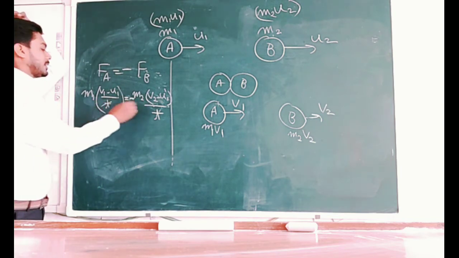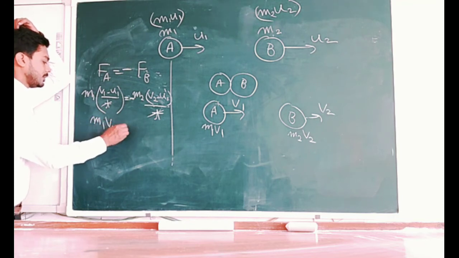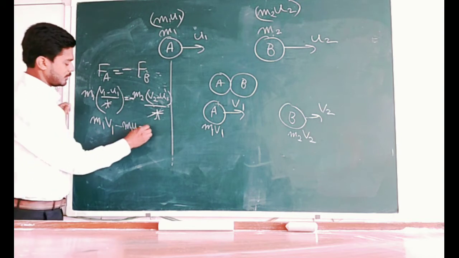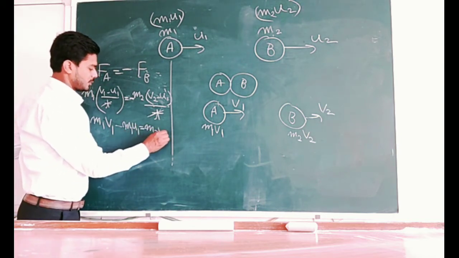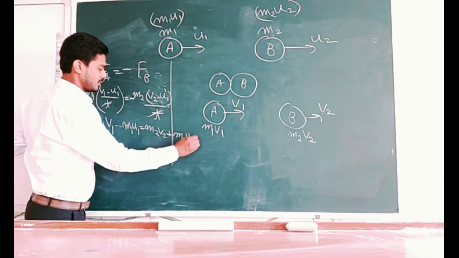Now this t will cancel out. You will get m1 v1 minus m1 u1 is equal to minus m2 v2 plus m2 u2.